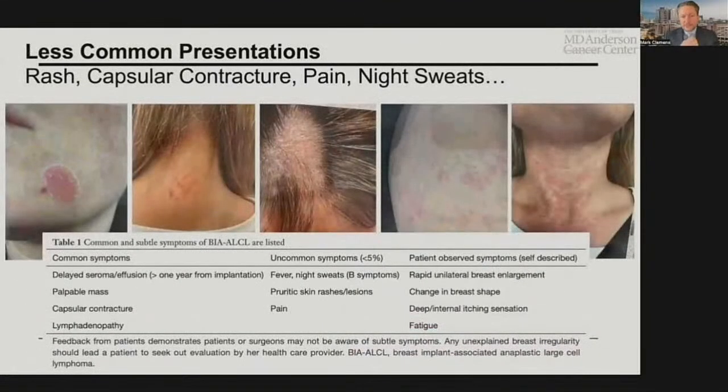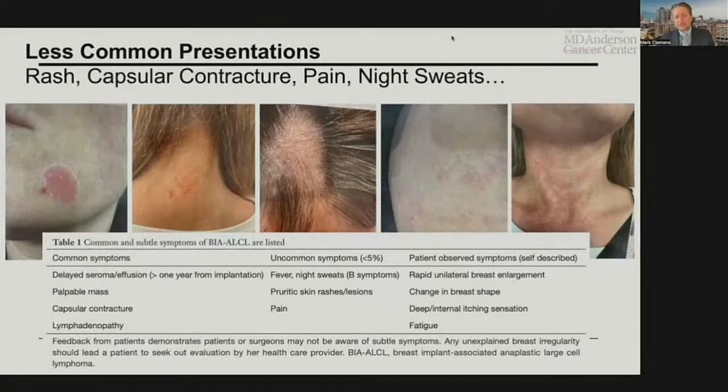We talked about some of the most common presentations, but let's cover the less common presentations. Rash, capsular contracture, pain, night sweats. Most of these occur in less than 5% of patients, maybe even less than that. And it's important that in these situations, these are highly unusual in that there are many reasons to have these other symptoms.